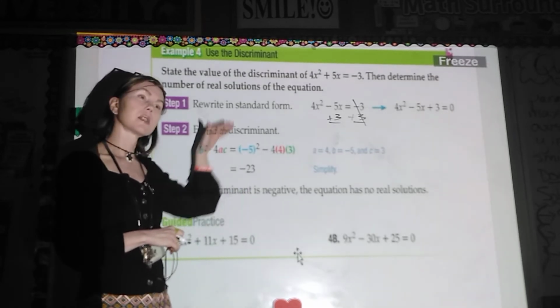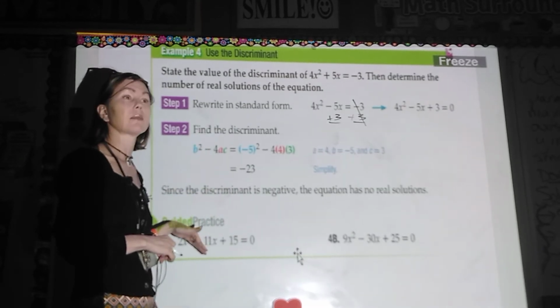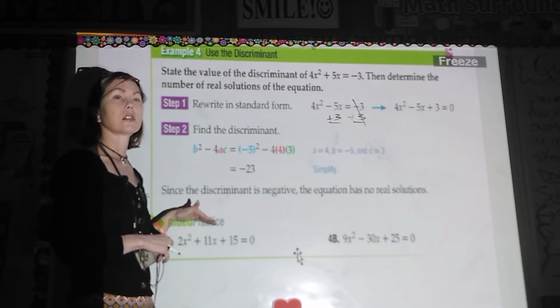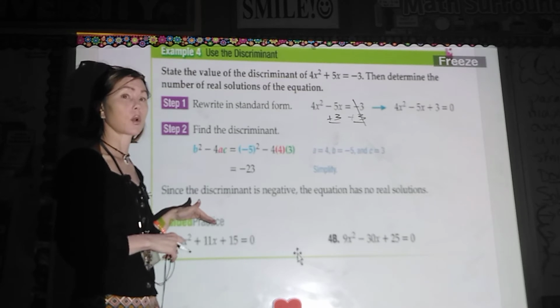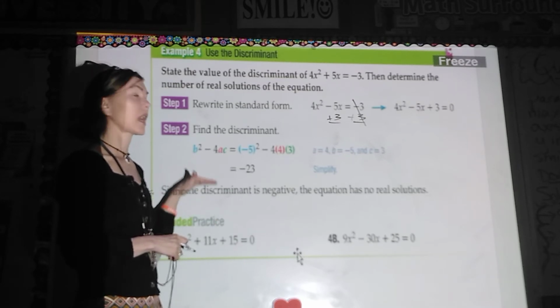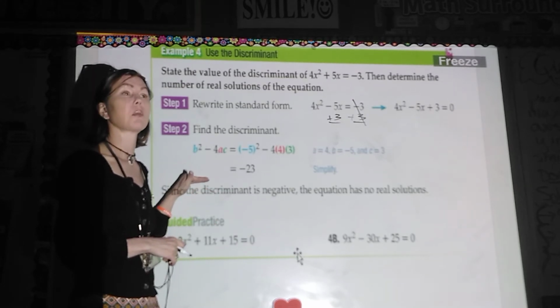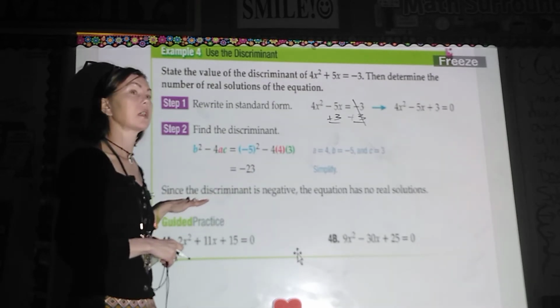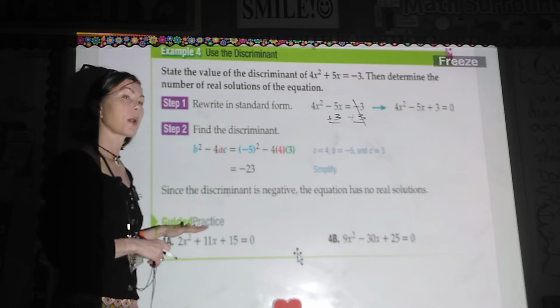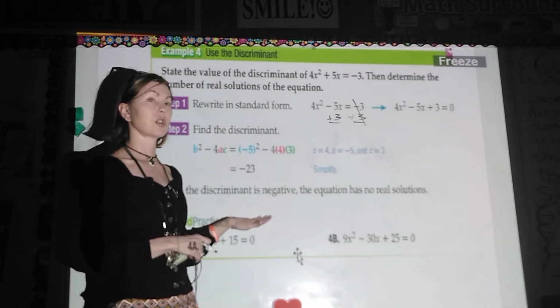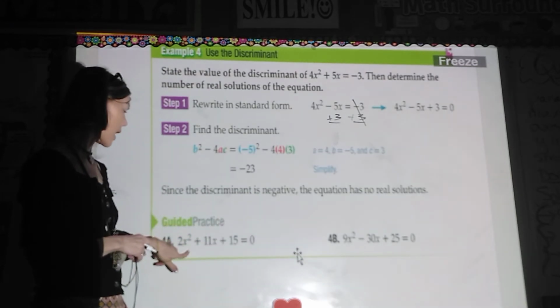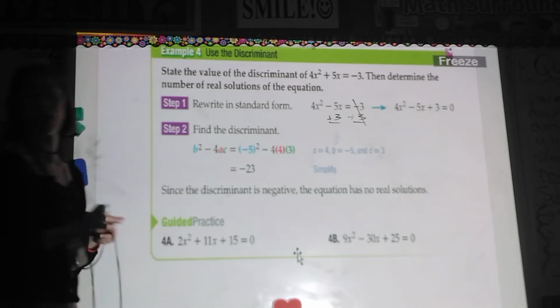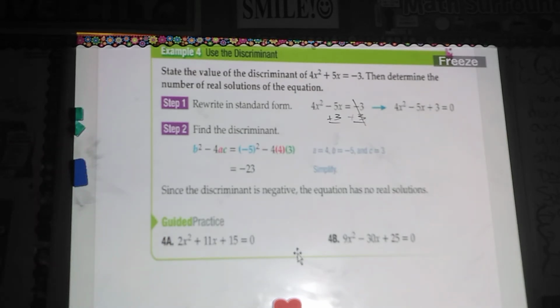You should look at your results. We just wrote down the results, right? So when it's a negative number, it's 0 solutions. When it's equal to 0, it's 1 solution. When you have a positive result, it's 2 solutions. So I'm going to scroll it down, and I want you to do this one yourself, okay?